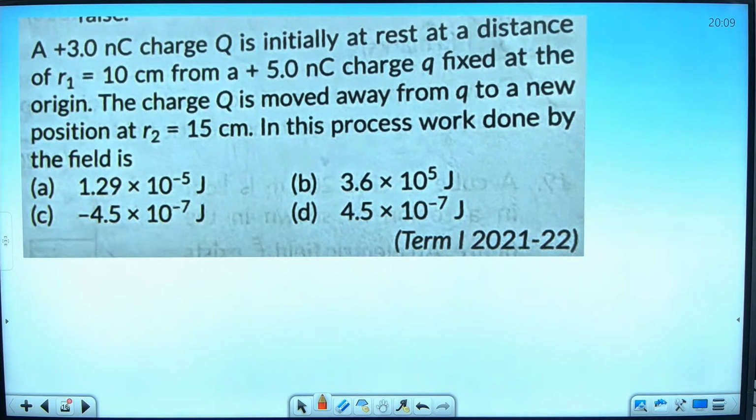A 3 nanocoulomb charge is initially at rest at a distance of 10 centimeter from plus 5 nanocoulomb charge Q fixed at the origin. The charge capital Q is moved away from Q to a new position, R2 is equal to 15 centimeter. In this process, work done by the field is how much? Simple question actually. Give a try.